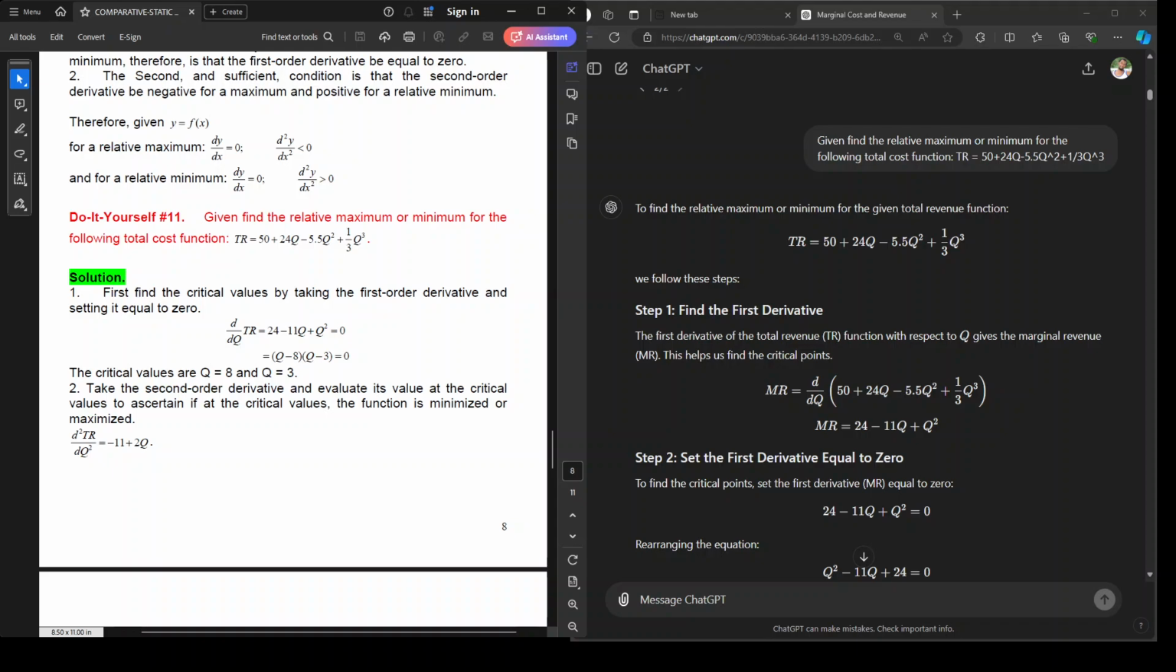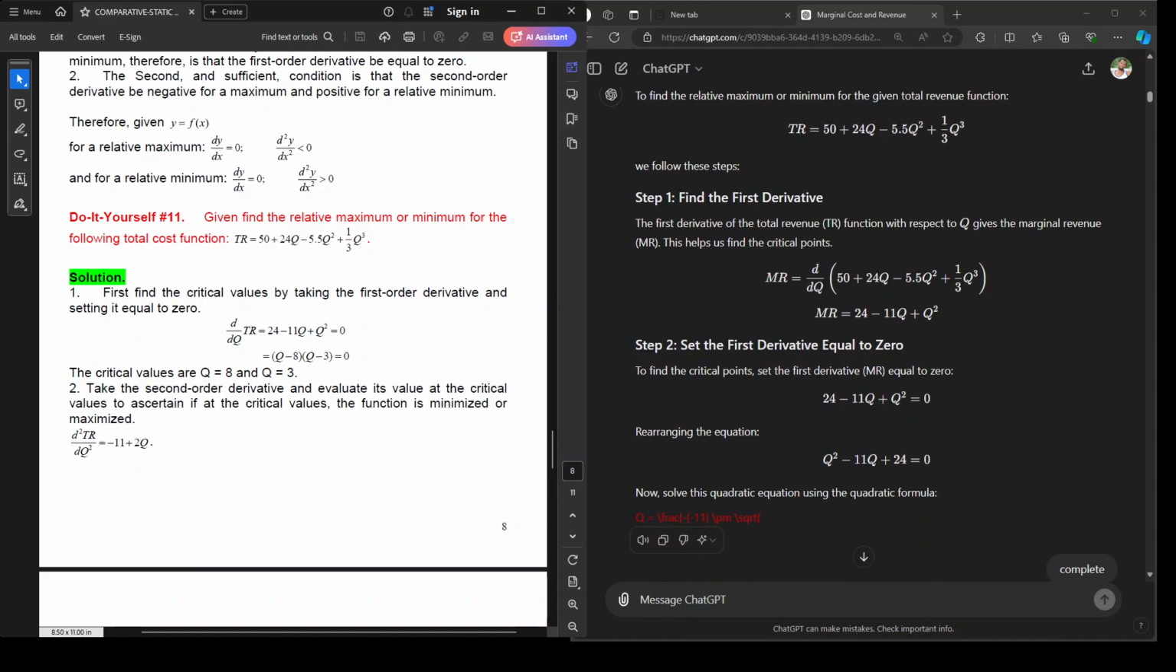The question says find the relative maximum or minimum for the following function. So we have our TR equals this. The first time we are going to differentiate. The constant becomes 0. This is linear, it becomes 24. This one drops by the power rule, it becomes negative 11q. This 3 drops and cancels with the 3 and you get q squared. That is what we are having here, 24 minus 11q plus q squared.